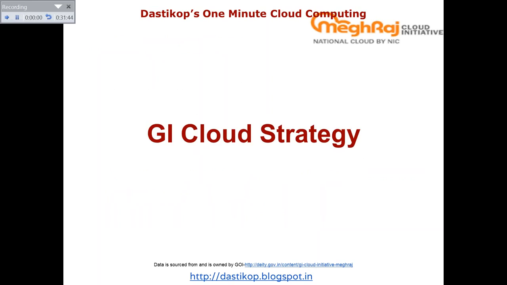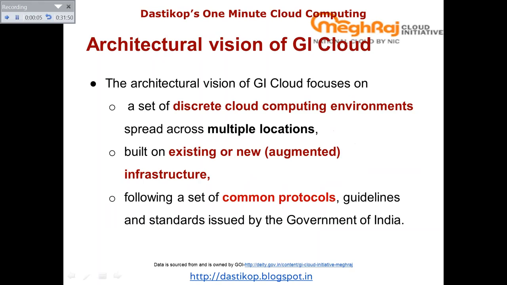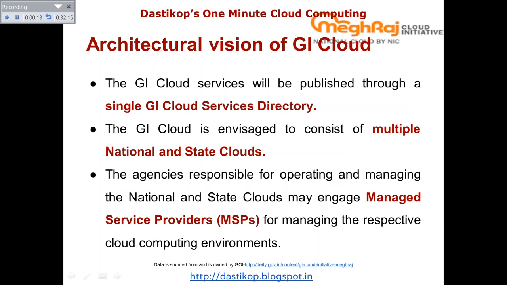The architectural vision of the GI Cloud is a discrete cloud computing environment. That means it will have state clouds, it will have national clouds, and it will have intermingling of these clouds. So GI will consist of multiple national and state clouds. That means there will be a vertical cloud which will take care of all the central government departments. There will be independent clouds for each state, and there will be what is known as a community cloud joining these two together. And this will become the managed service providers.